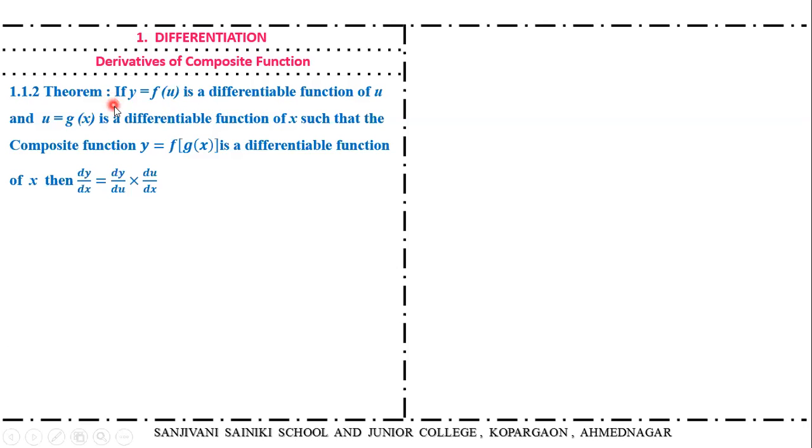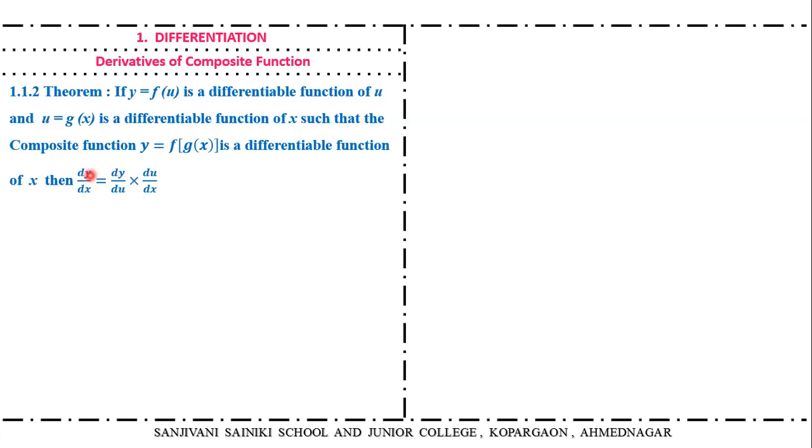What is that theorem? If y is equal to f of u is a differentiable function of u, and u is equal to g of x is a differentiable function of x, such that the composite function y is equal to f of g of x, this is a composite function. f of g of x is a differentiable function of x, and its derivative dy by dx is given by dy by du into du by dx.